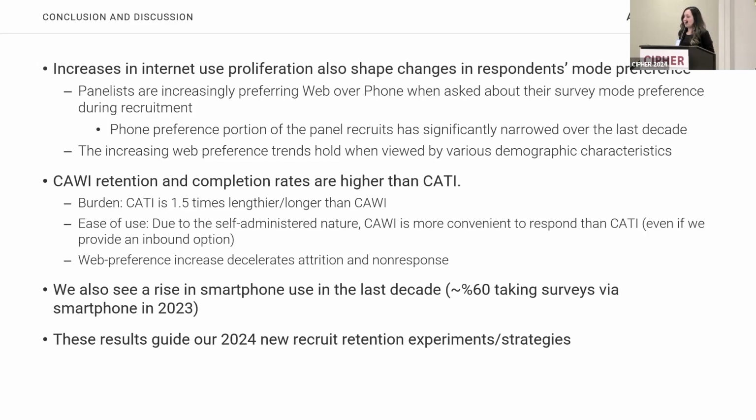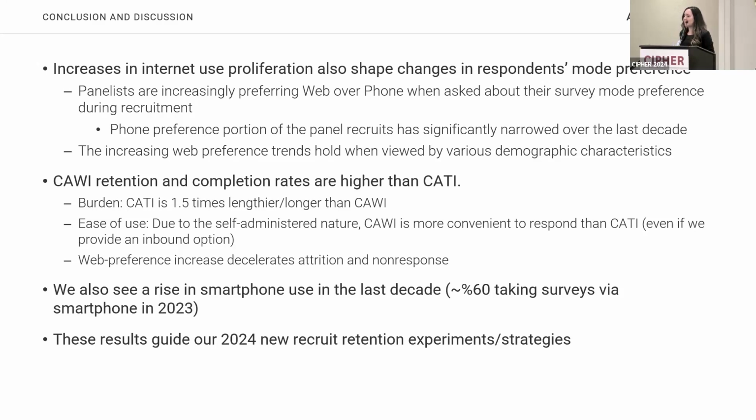So I didn't really get to it due to the time limitation, but we also see a smartphone use increase in the last decade. Nowadays, 60% of our panelists are taking surveys via a smartphone. So that's a huge increase. It used to be only a quarter back in the day.